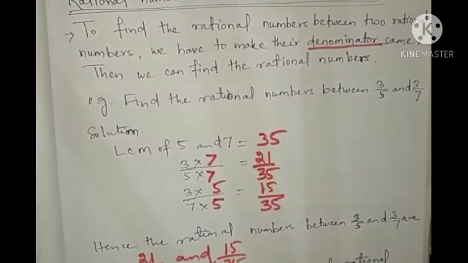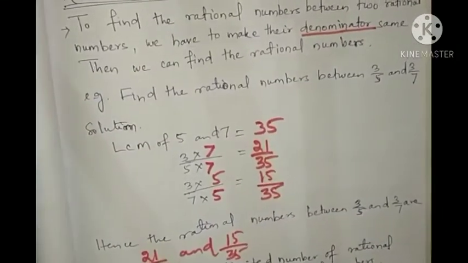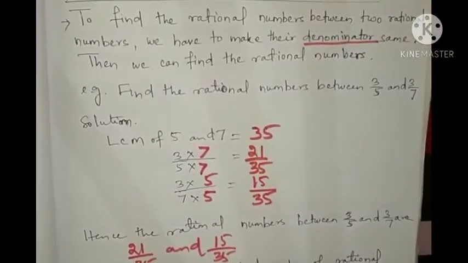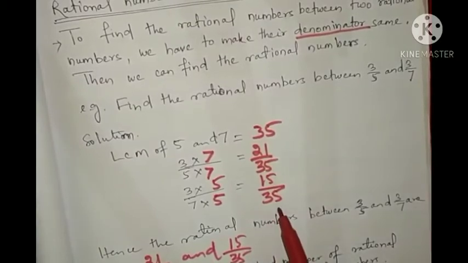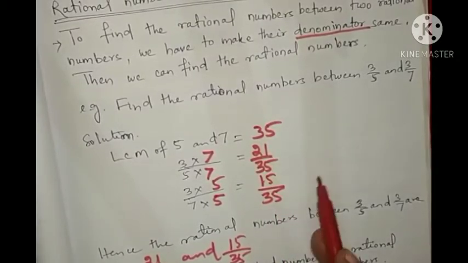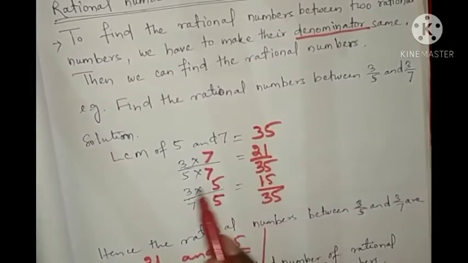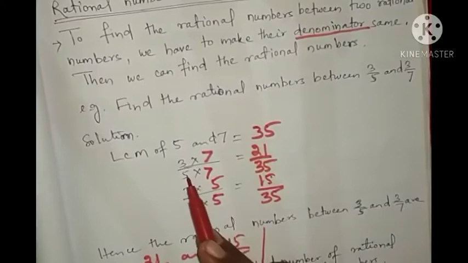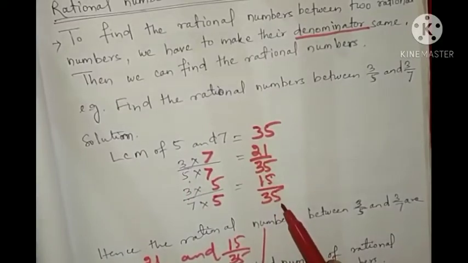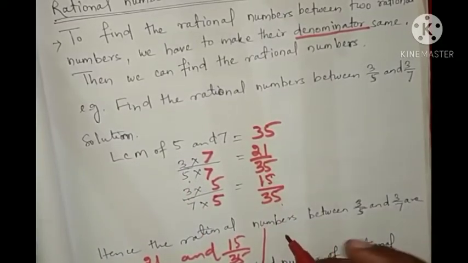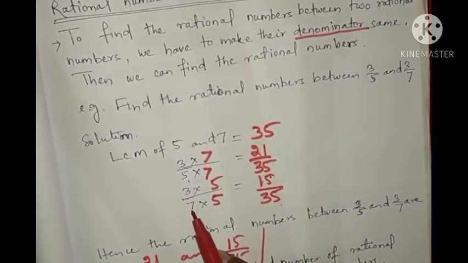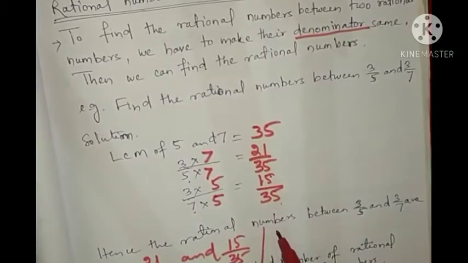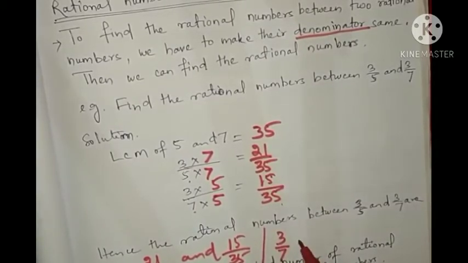Like this you can find out, or you can write this in order. How can you write? You can see that 21 by 35, which means 3 by 5, is greater than 15 by 35, which is 3 by 7. So if you are writing in increasing order, you write the smallest first, that is 3 by 7.